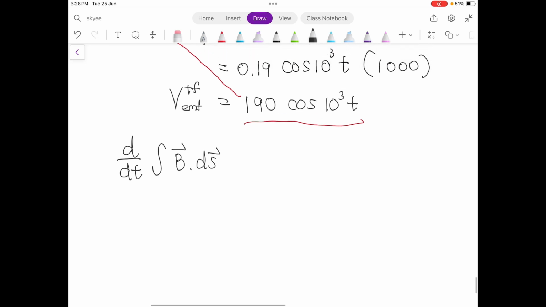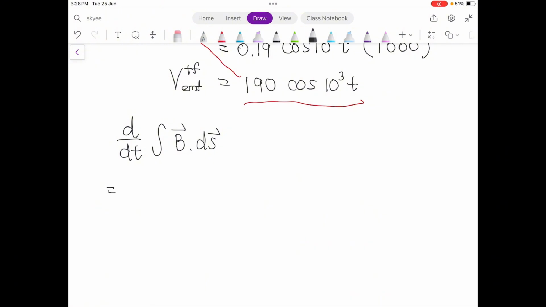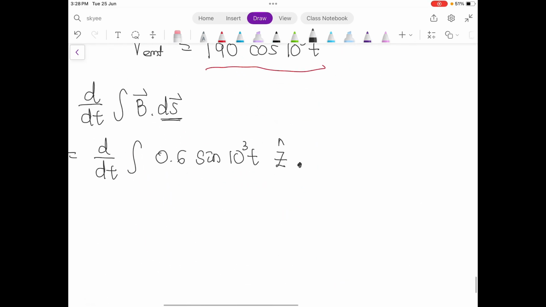So what is this? The flux coming out from the loop of wire will be the integral of B. What is B? B is 0.6 sin 10^3 t in the z direction, dS. S stands for the surface of the loop. You can see this is the surface of your circular loop, so for dS you will be using the cylindrical coordinate system.